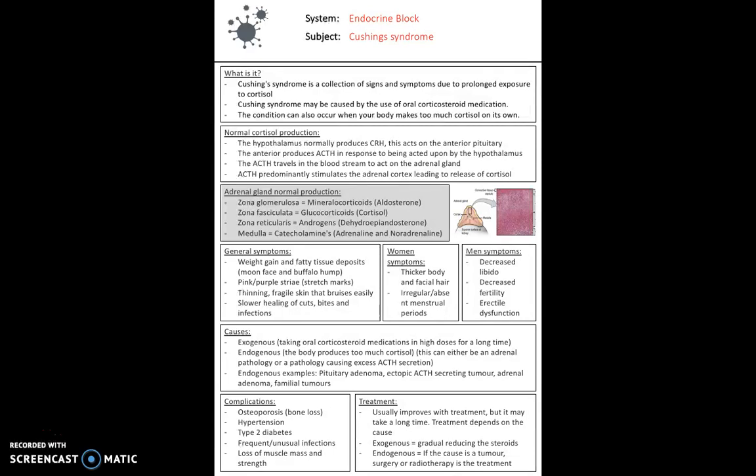so all those symptoms are fairly well linked in. With regards to treatment, it can usually take a long time to get this under control, but when you do get it under control, it does normally improve, and it really does depend on the cause as to how we go about treating it.